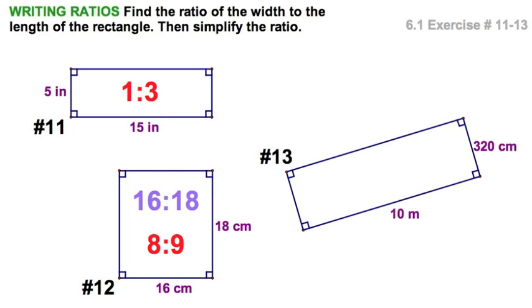Well, number 13. Now this is drawn to scale. This is 320 to 10. But it's 320 centimeters to 10 meters. If we're going to do this right, we need to have the same units. Because after all, ratios are unitless. The only way we're going to get there is by starting out with the same units. 320 centimeters to 1,000 centimeters simplifies to the unitless ratio of 8 to 25.